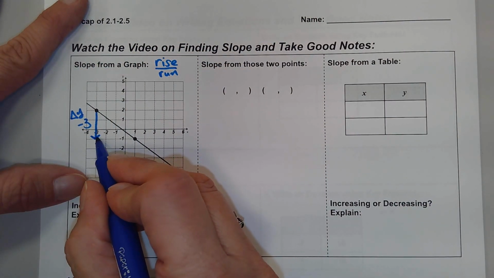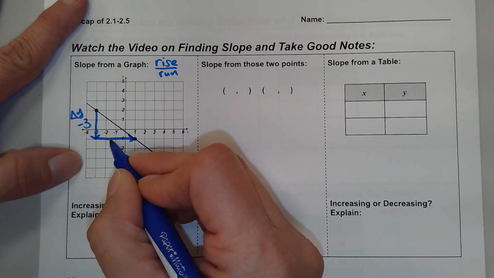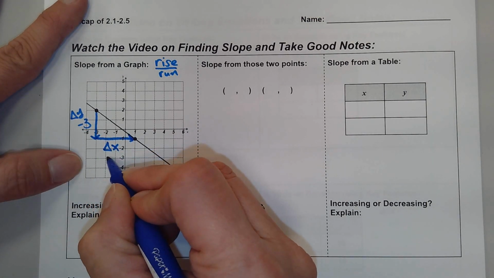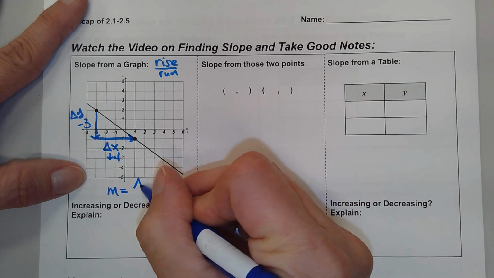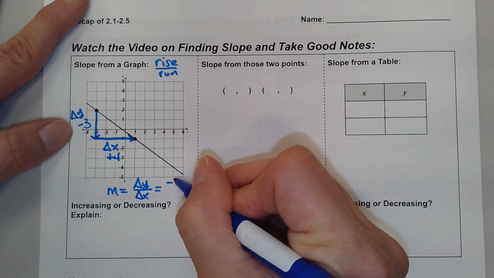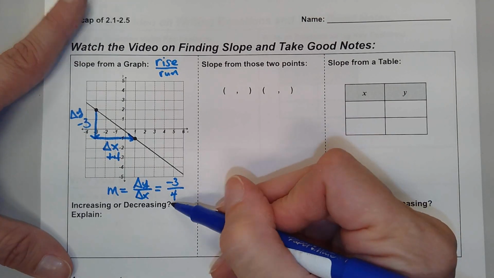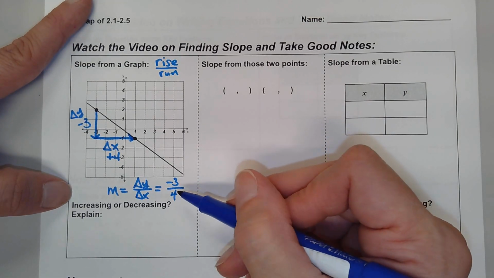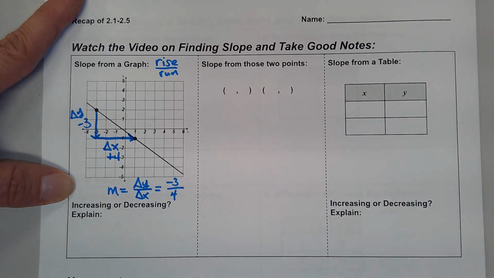Now the delta x here goes to the right. 1, 2, 3, 4. So delta x is +4. So the slope, which is delta y over delta x, is -3 divided by 4. Now you have to make sure that this is in reduced form. Your calculator will help you with that. If you can simplify that at all, you should.